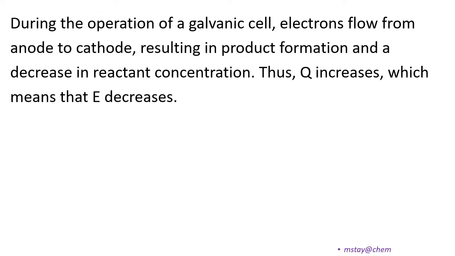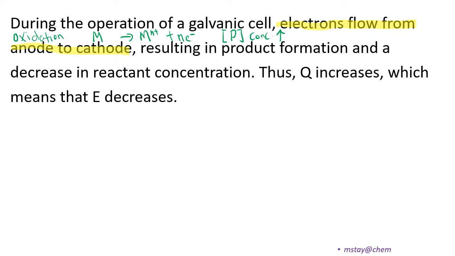During the operation of a galvanic cell, as we already know, electrons always flow from anode to cathode, which is A to C, as we always mention in class. We also know that oxidation happens at the anode. For example, the anode undergoes oxidation, so a metal will form a metal ion by losing a certain amount of electrons. From this half equation, we know that the concentration of the product is increasing.